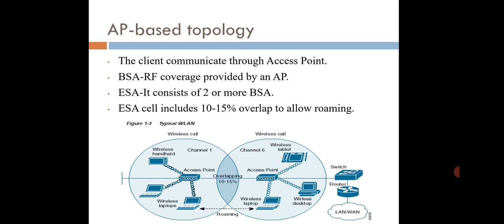First is AP-based topology. In this, the clients communicate through the access point. BSA is the RF coverage provided by an AP. ESA consists of two or more BSAs. An ESA cell includes 10 to 15% overlap to allow roaming.